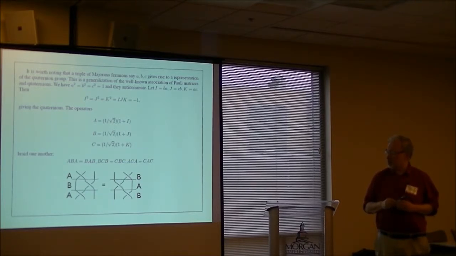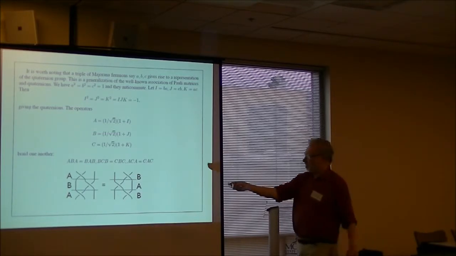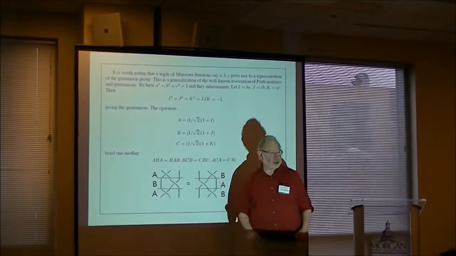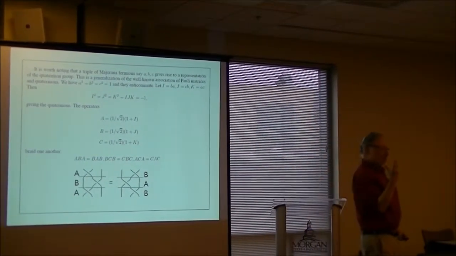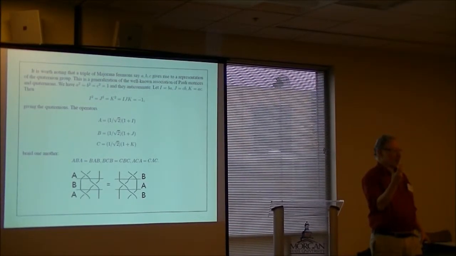And the braids form a group because if you have a braid, you can take another one and put it immediately underneath it and attach the top strands of one to the bottom strands of the other and multiply them in that way.